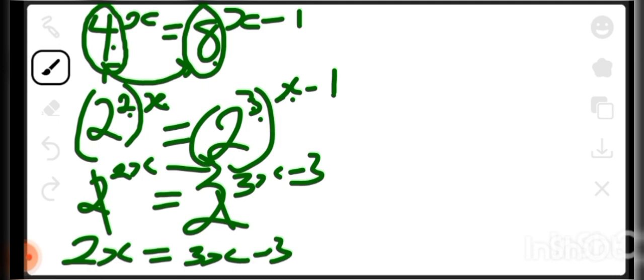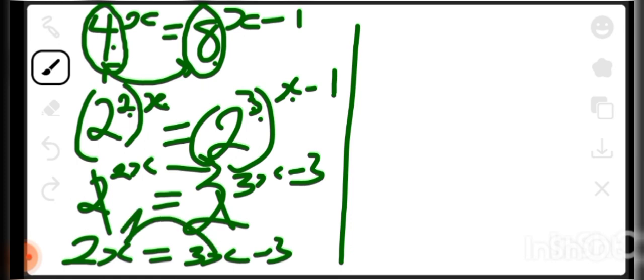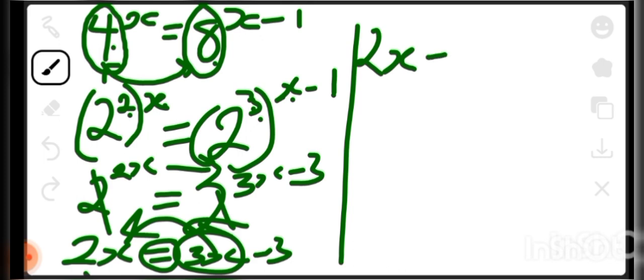Next, collecting like terms. So this 3 will move to this side, but that 3 is positive, so if we move it to the other side, it turns negative. If we move across this sign, whether going to the left hand side or right hand side, it's crossing the equal to sign, so the sign must change. So we're going to have 2x, which is already here, then 3x is going to come, and that will give us minus 3x is equal to minus 3.